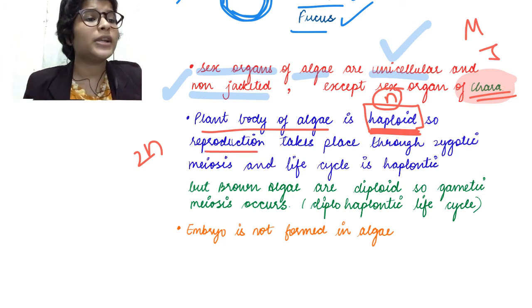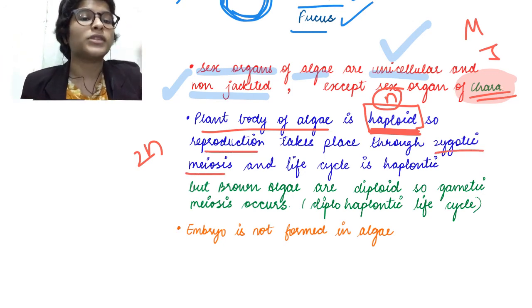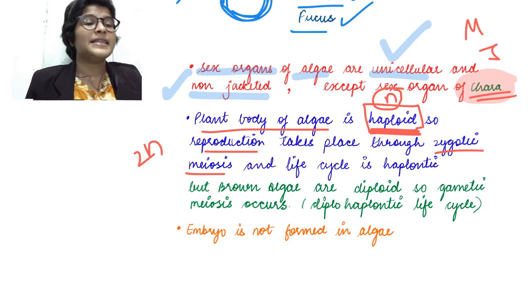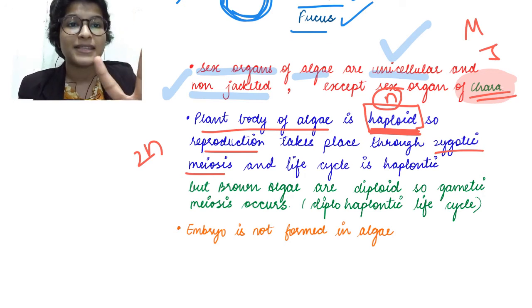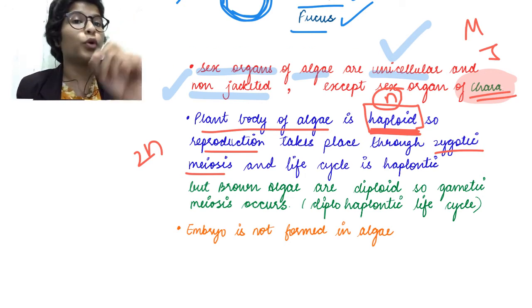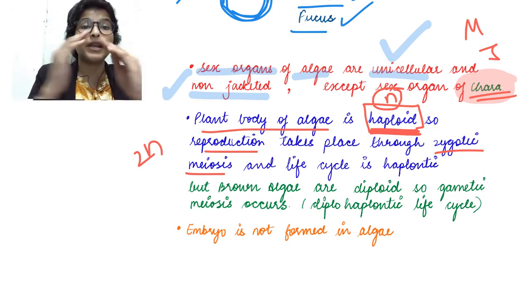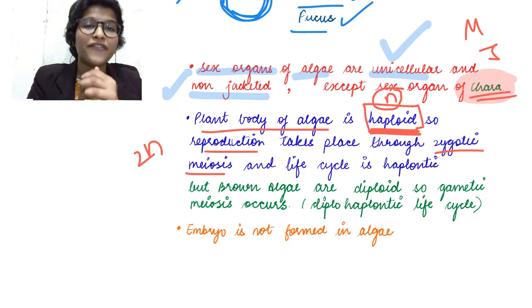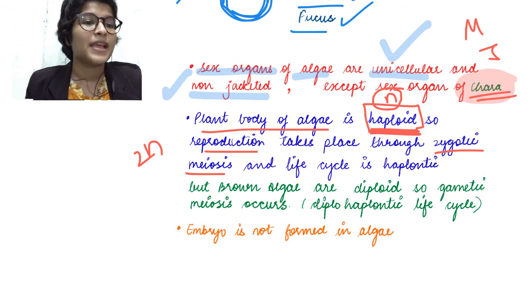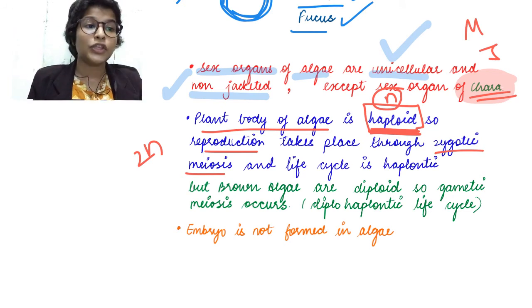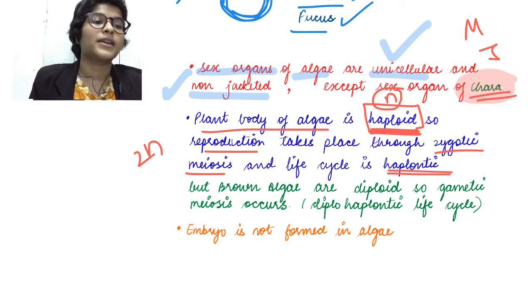So reproduction takes place through zygotic meiosis. इसका क्या मतलब है? जाइगोटिक मियोसिस का ये मतलब है कि जो जाइगोट बनता है आफ्टर द फ्यूजन ऑफ 2 गमीट्स, that is going to undergo meiosis, यानी इसके नंबर ऑफ क्रोमोसोम्स हाफ होंगे. Why? Just give me a second, I'll explain it to you in a very nice diagram. And this life cycle is called haplontic. क्यों? कि body of the algae is haploid.